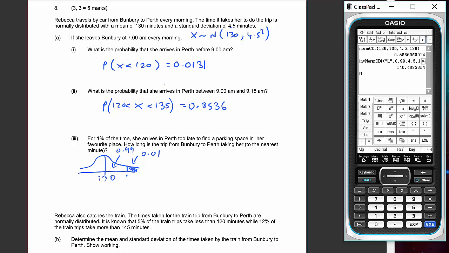and mean is 130. That's 140.46, so it's 140.468.5 and so on. We want this to the nearest minute, so that is 140 minutes on those occasions.